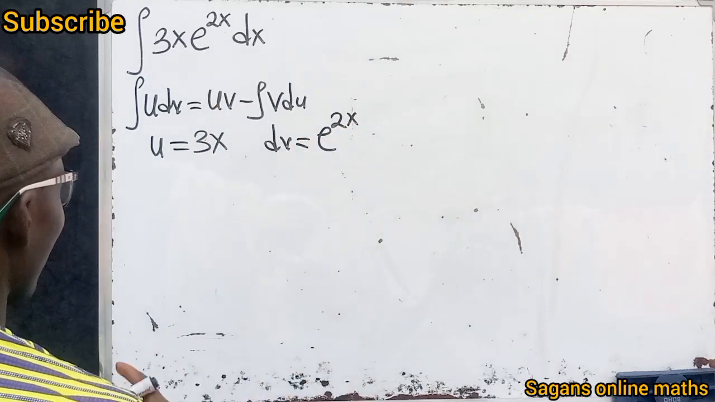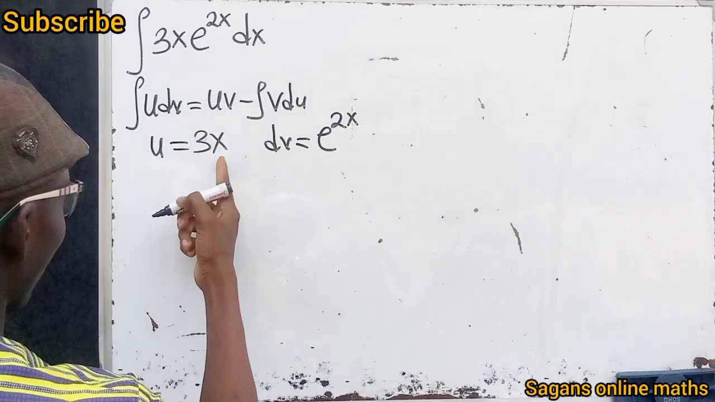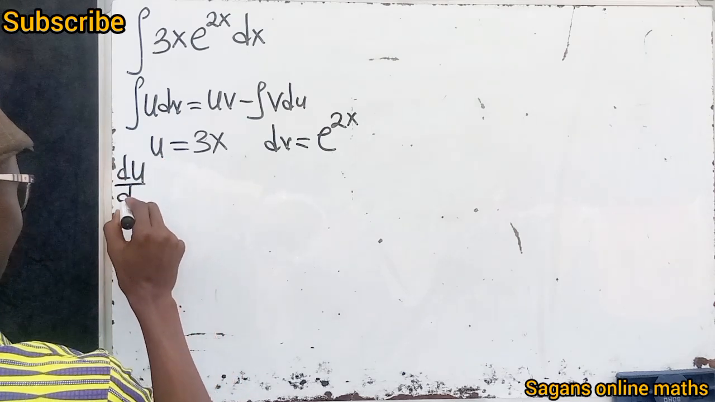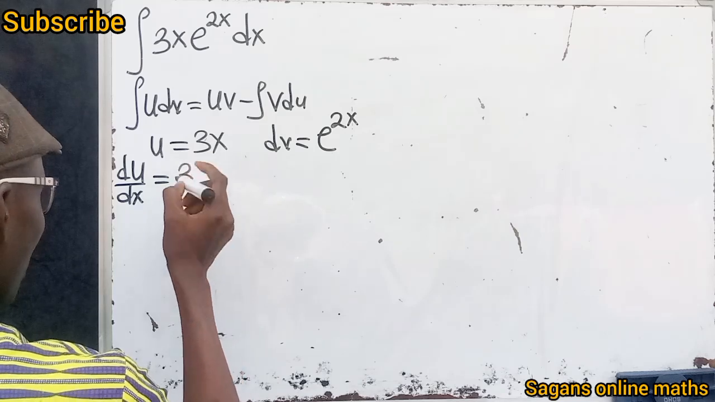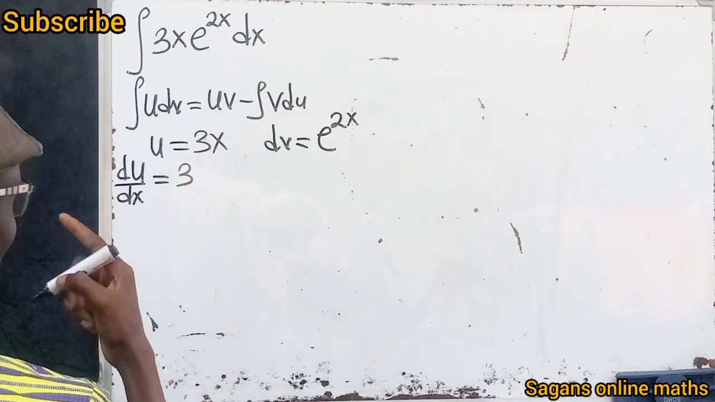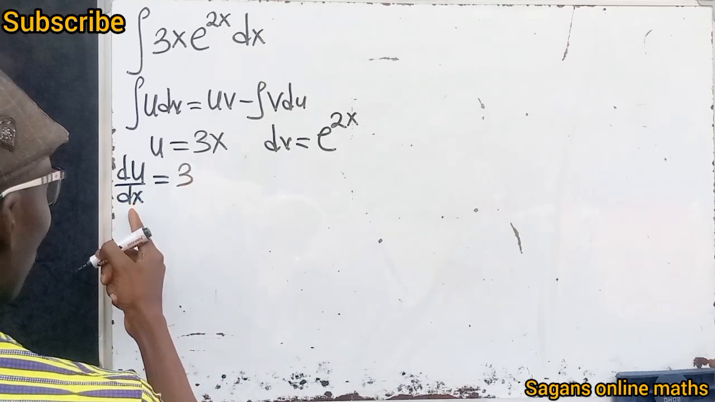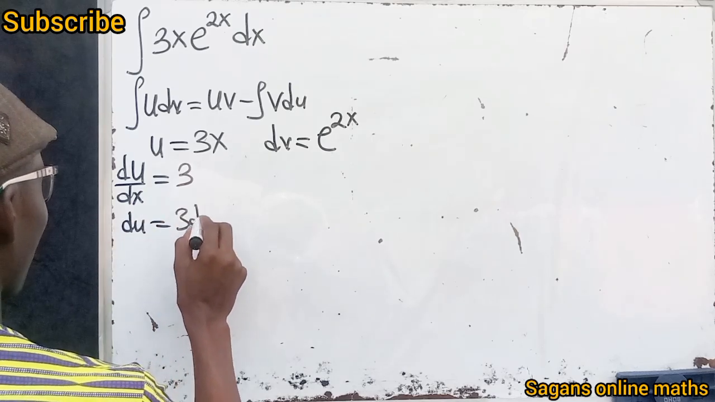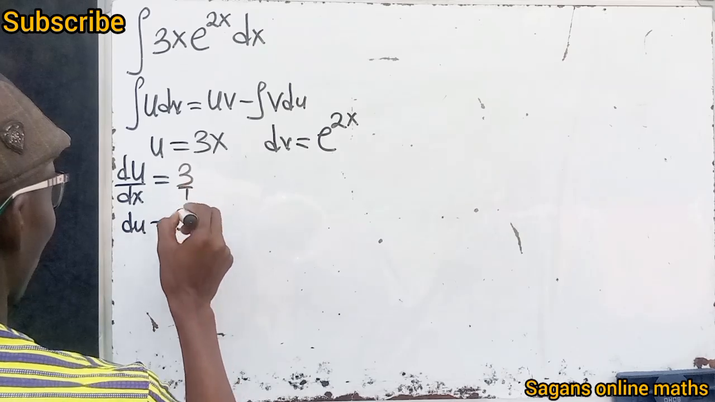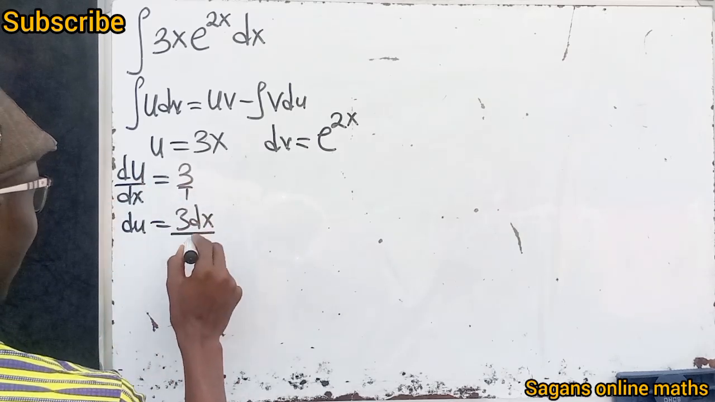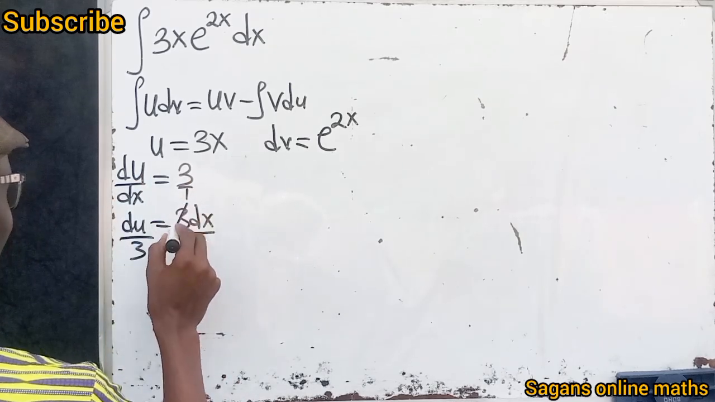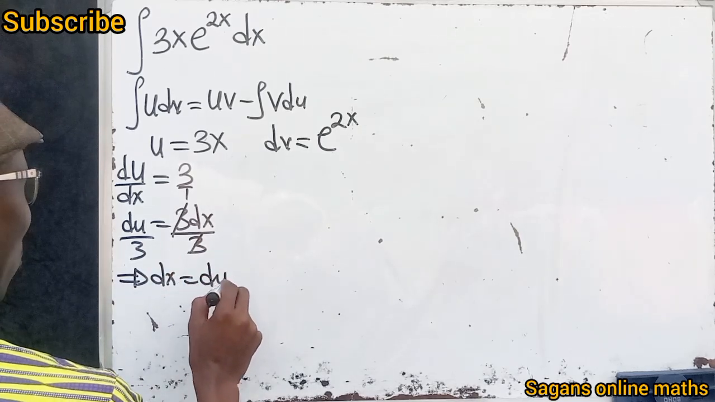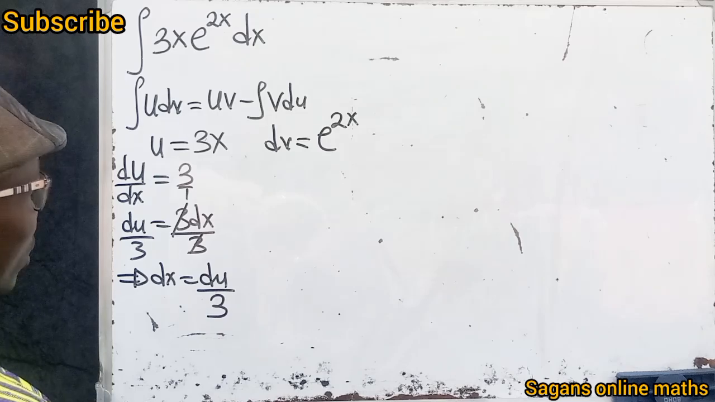Now here, let's differentiate u. So we have du over dx is equal to 3, because if you differentiate 3x it is just 3. Now let's make dx the subject of the formula. That is to say du will be equal to 3 dx by cross multiply, because the denominator here is 1, so 1 times du is du. If we divide both sides by 3, the 3 will go, and this implies that dx is equal to du over 3.